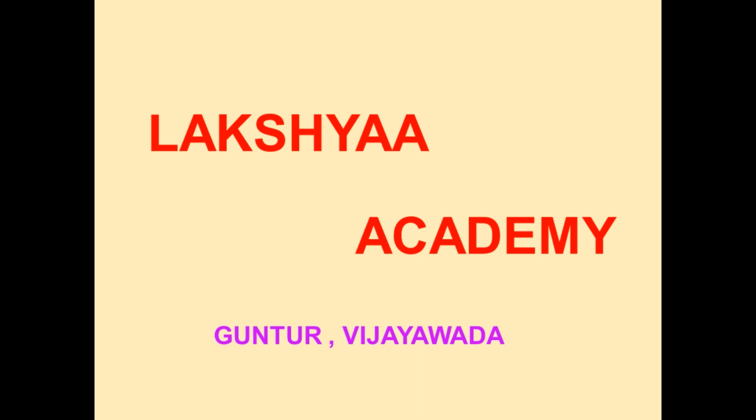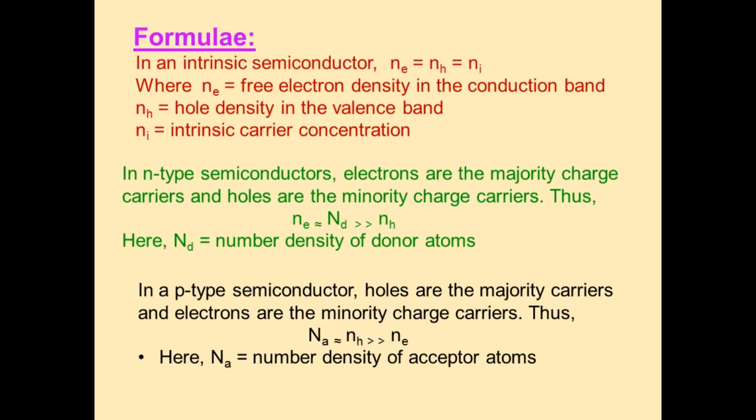Up to now we've completed the first part of the semiconductor devices chapter. In that part we have to complete some problems. Today we discuss the formula list. In an intrinsic semiconductor, Ne equal to Nh equal to Ni, where Ne is electron density, Nh is hole density, and Ni is intrinsic carrier concentration.